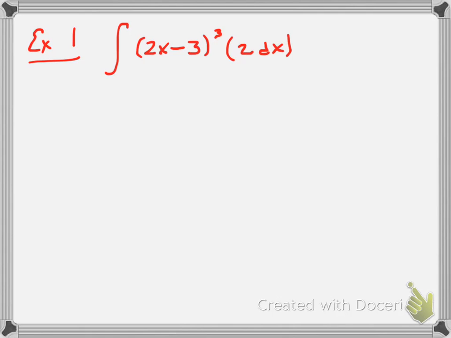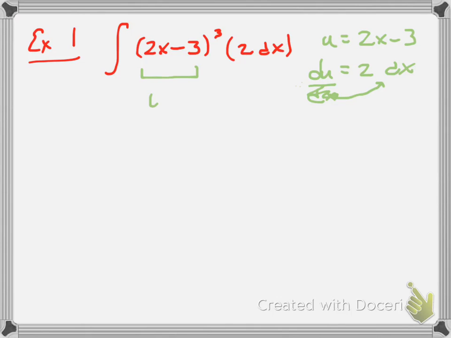When you're looking for u, as we said earlier, you'd like to pick the function being raised to the power. So in this case, we're going to do 2x minus 3. That then allows you to say du would equal 2 dx; du/dx is the notation. I'm going to swing this over here so that I can just write du as 2 dx.